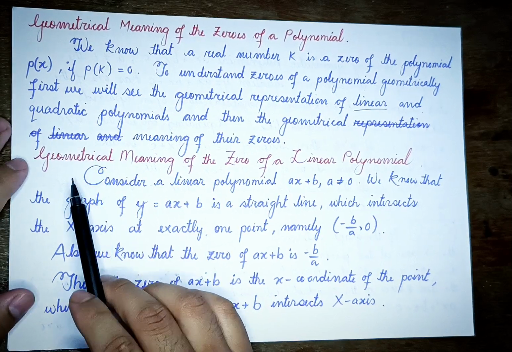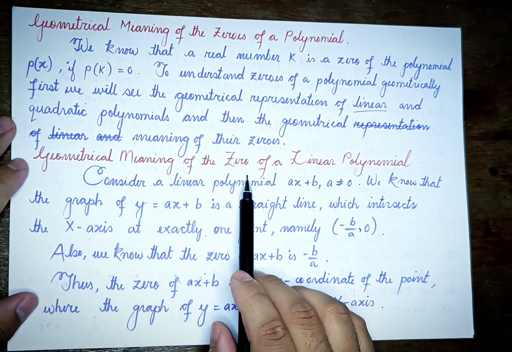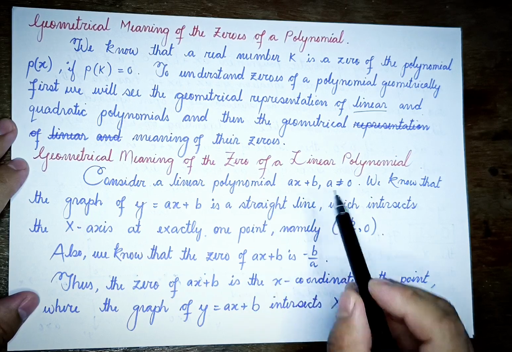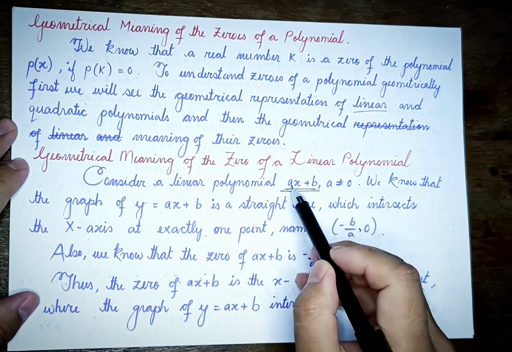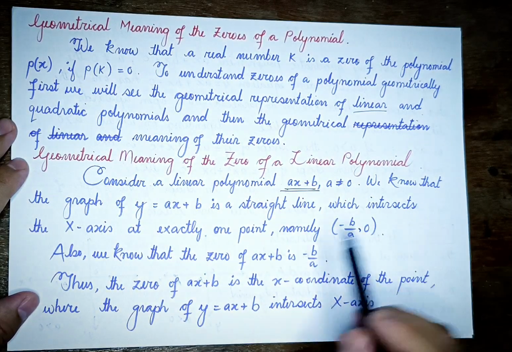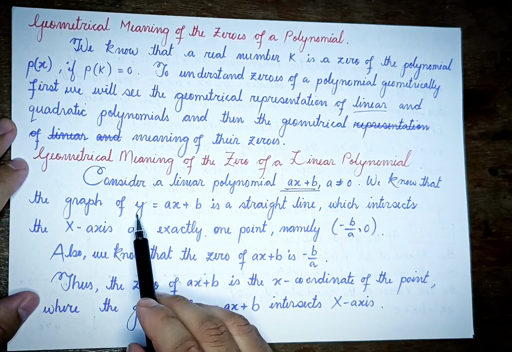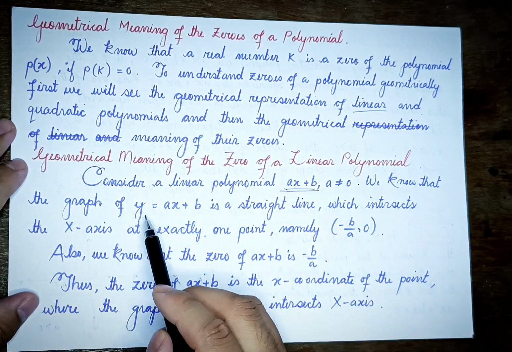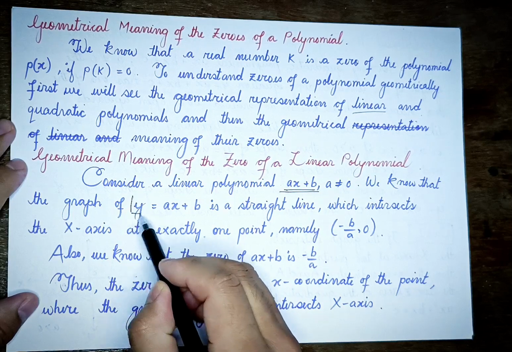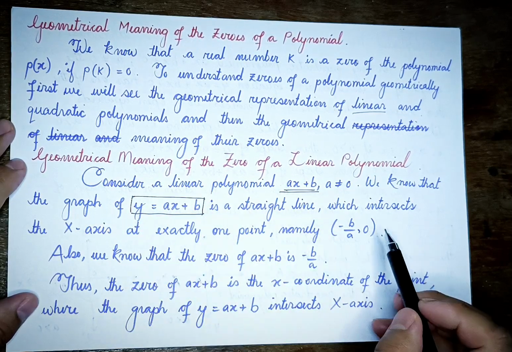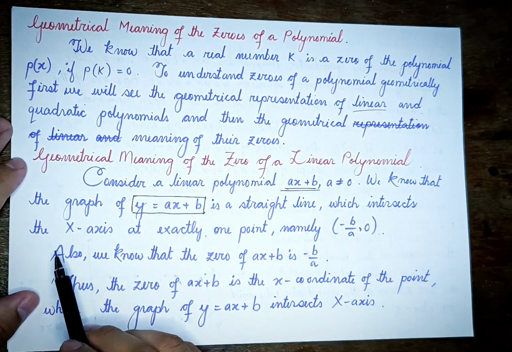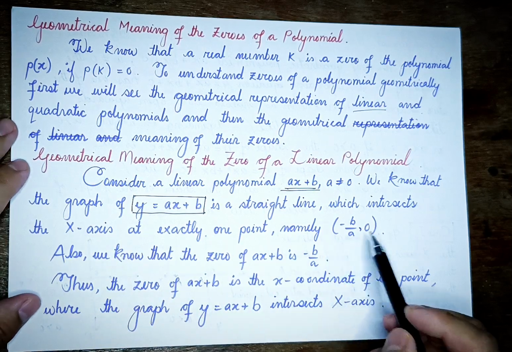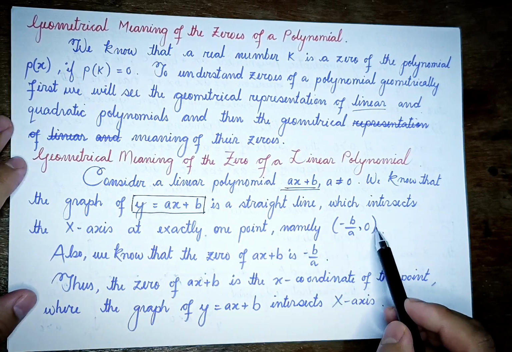Let's see the geometrical meaning of zero of a linear polynomial. Consider a linear polynomial ax plus b. Here a must not be equal to 0. We know that the graph of y equal to ax plus b is a straight line, which intersects the x-axis at exactly one point, namely minus b by a comma 0.